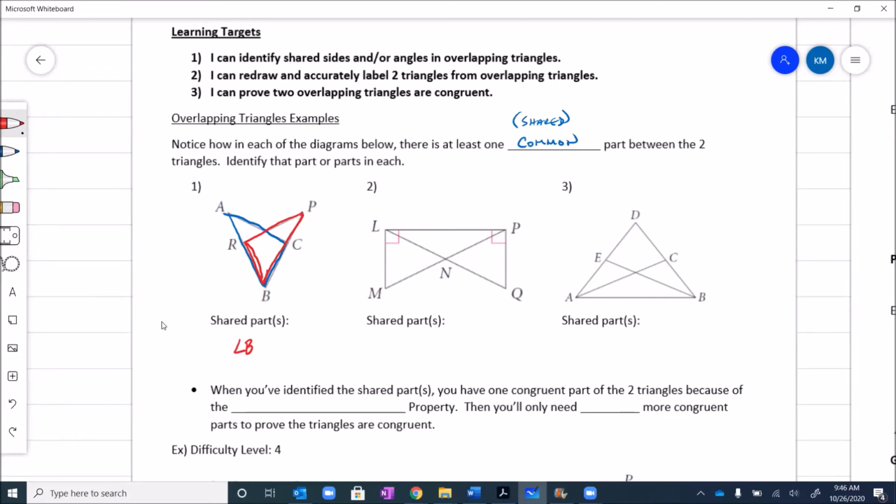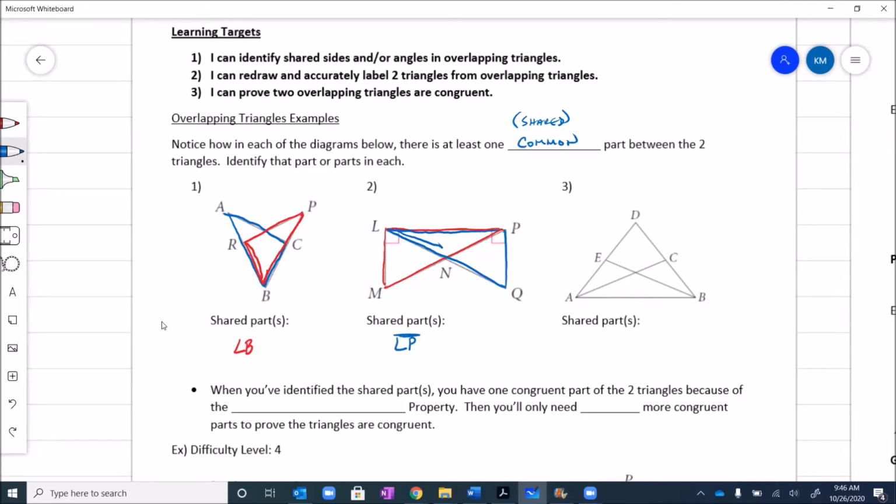Number two, you should notice that when we have our overlapping triangle, as we look at LMP, or however you want to name that. Okay, and the other triangle, QPL. All right, you should notice that, hey, we have LP. LP is red and blue. It's in both of these triangles.